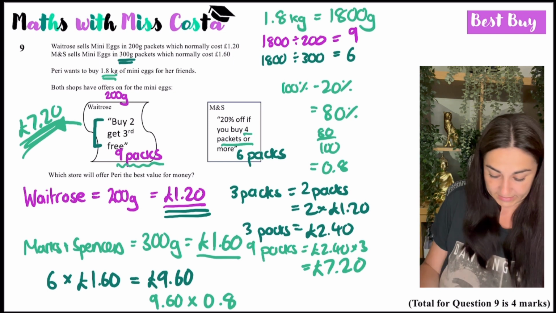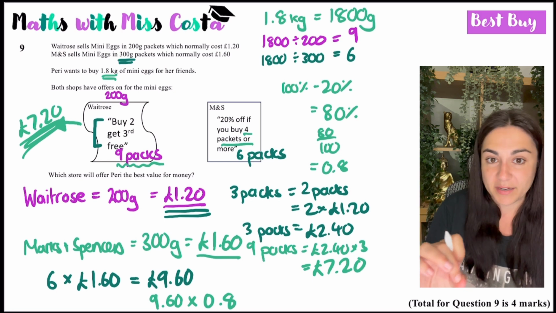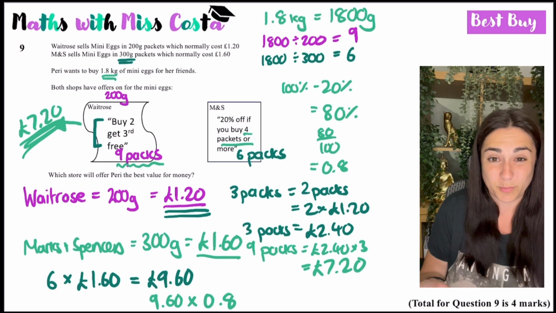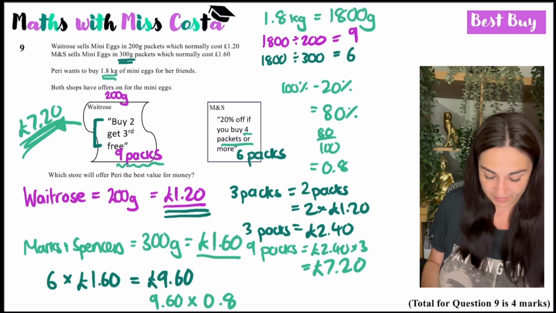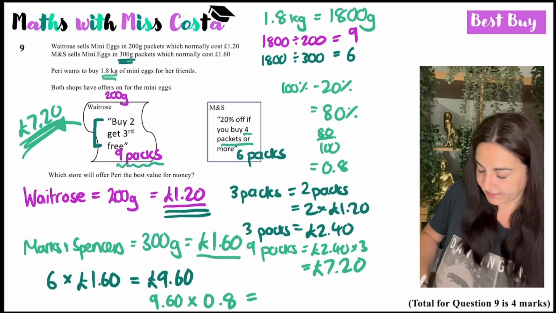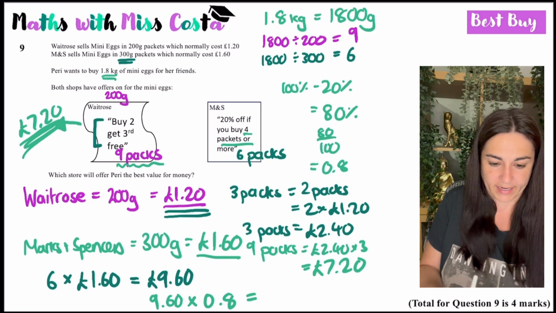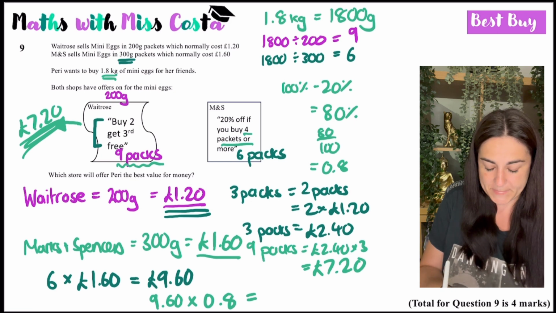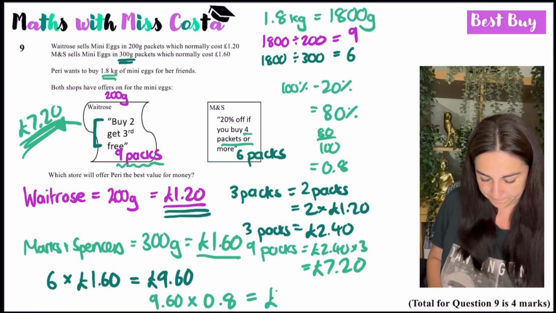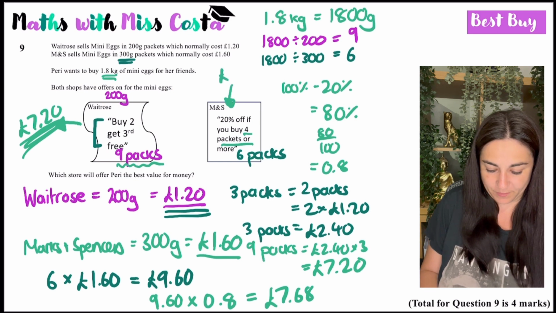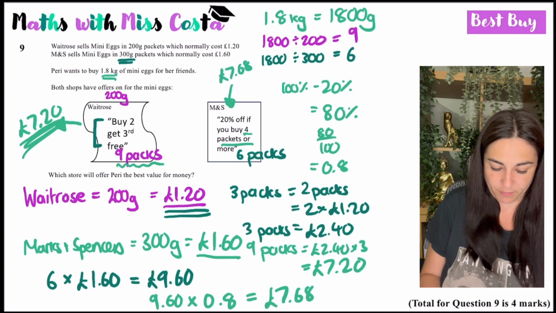But similarly, you can work out 10%, double it to get 20%, and then subtract it. Whatever method you use is great. The multiplier method is just the quickest way, especially for calculator. So £9.60 times 0.8 is £7.68. So if she buys her mini eggs at Marks and Spencer's, she'll be paying £7.68.